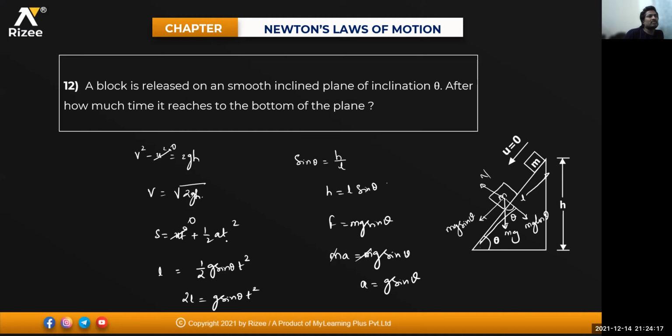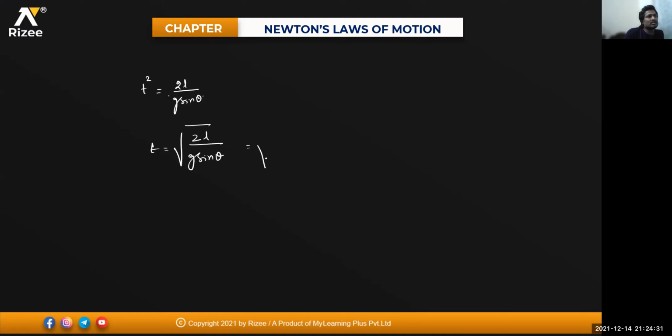If I am writing in terms of L, L value can be written as what, beta, from this one? L is equal to h by sin theta. So that is equal to under root of 2 into h by g into sin theta into sin theta, sin squared theta. So it is under root of 2h by g into 1 by sin theta. So this will be the time taken.